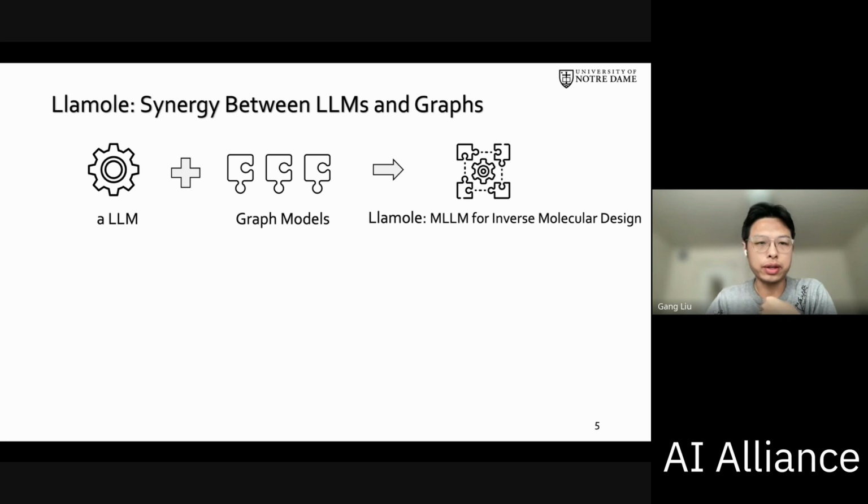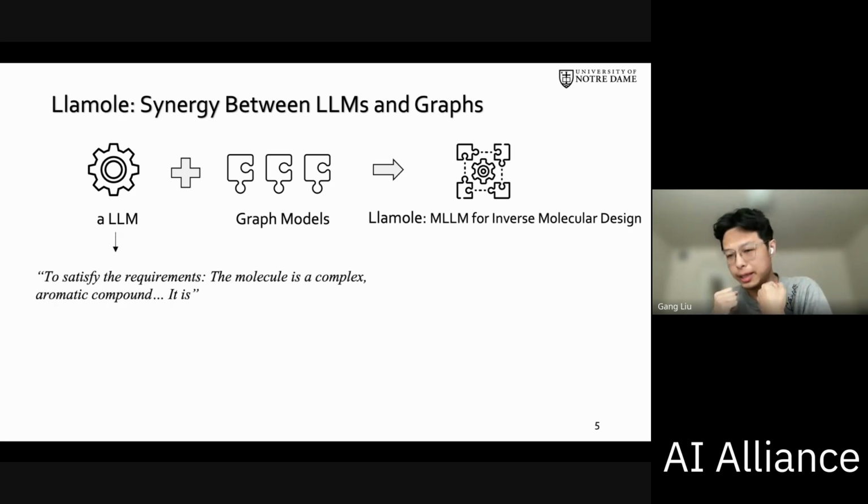So in this work, we want to study whether we can combine a graph neural network, a large language model, with different graph models. In this way, we can have a multimodal large language model. We call it Llamole. It will handle both question answering and the inverse molecular design task. So how does this framework generally work?